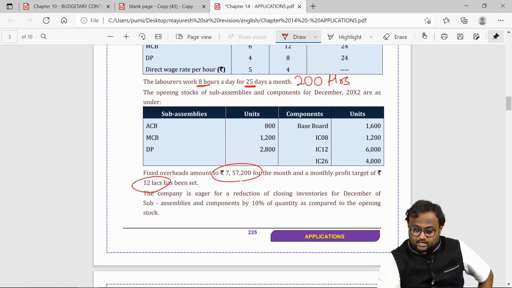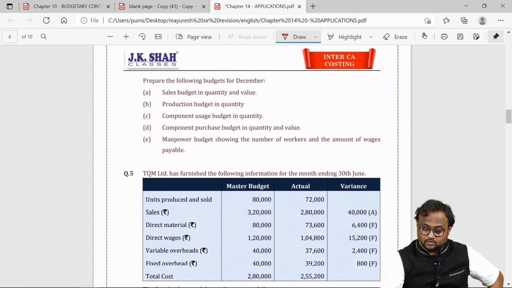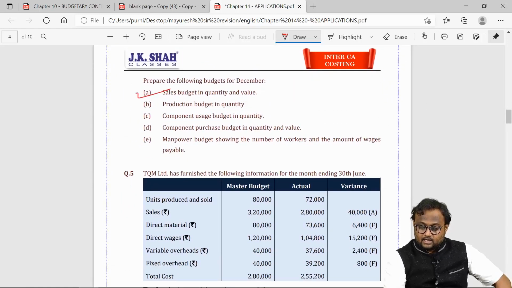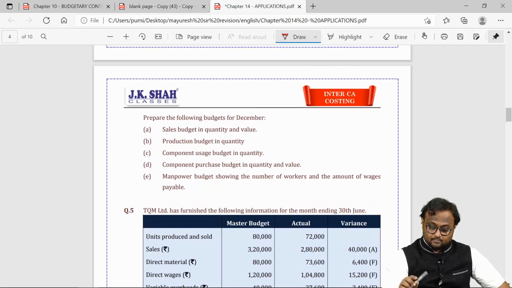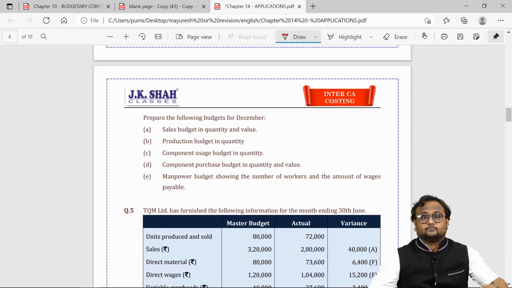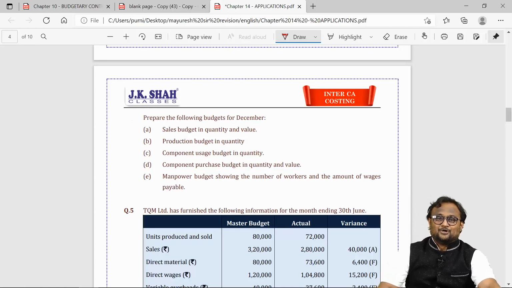Okay, that is about closing stock, and then we have information about what? Then we have required information: sales budget, quantity as well as value, production, and material usage, material purchase, even that can be done. Manpower budget, showing the number of workers and wages paid. Okay. So ideally we should go for quantity sold.